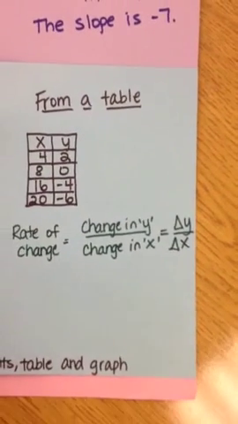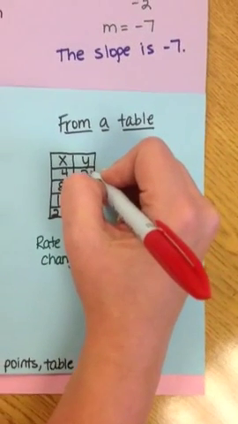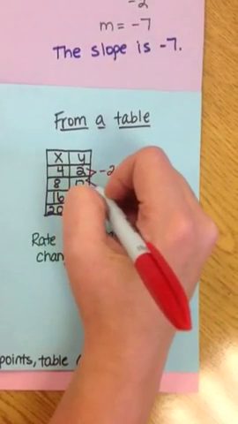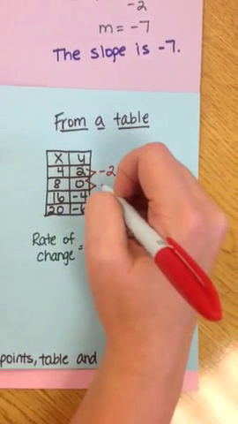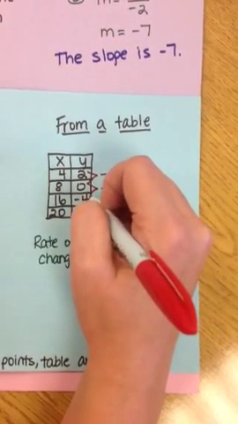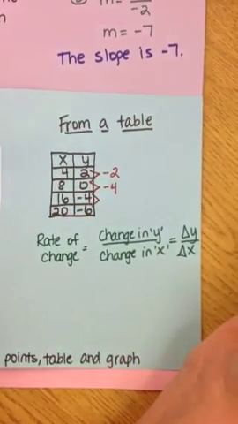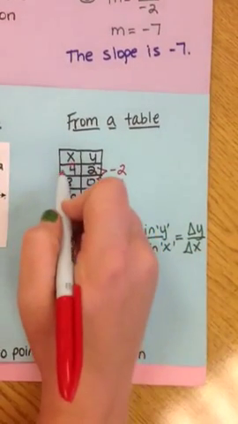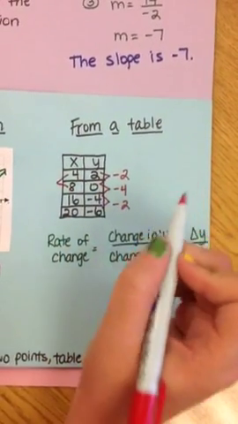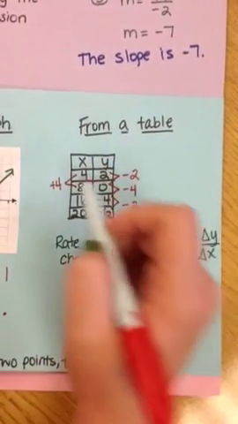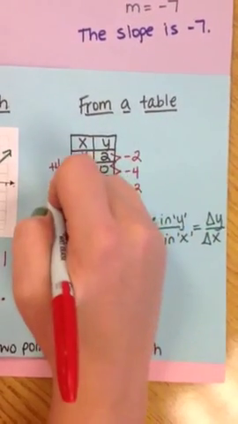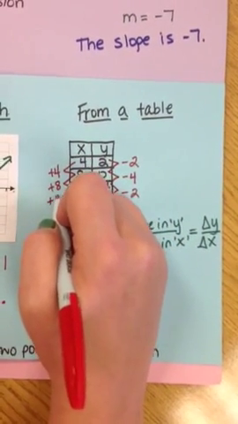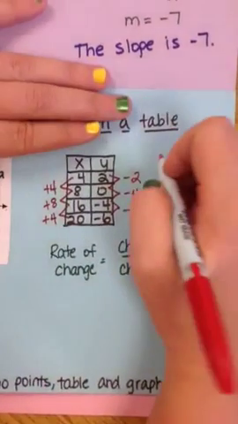Okay, what I mean by change in, you're going to find the difference. So, how did I go from 2 to 0? Well, I subtracted 2. How did I go from 0 to -4? I subtracted 4. And how did I go from -4 to -6? I subtracted 2. And then I'm going to find the change in x. How did I go from 4 to 8? I added 4. How did I go from 8 to 16? I added 8. And how did I go from 16 to 20? I added 4.